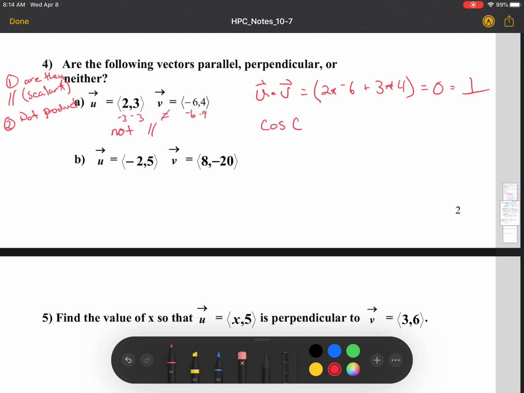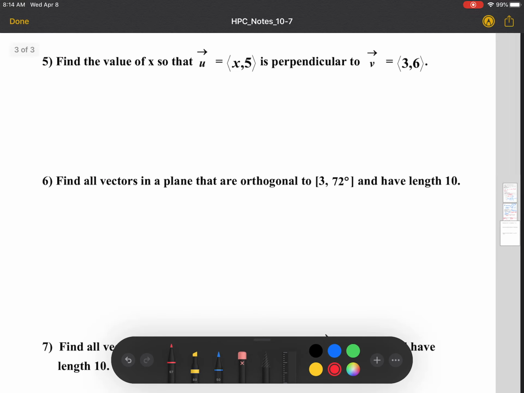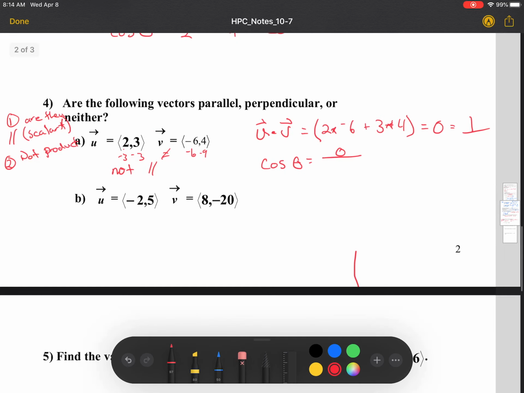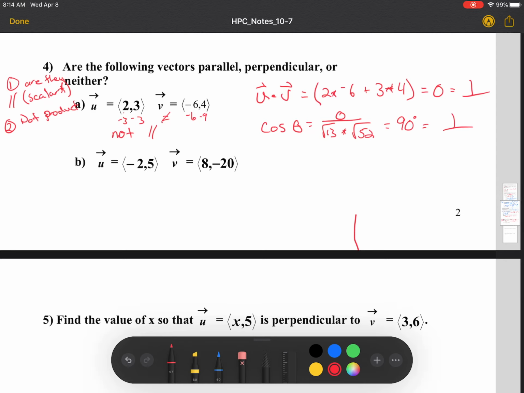You could also look at it as our cosine, right? If you're someone who wants to keep everything like this, our cosine equals 0 over the square root of 13 times the square root of 52. Either way, the 0 on top, your dot product 0, means it's 90 degrees, which means it's perpendicular. So in A, they're not parallel, they are perpendicular.